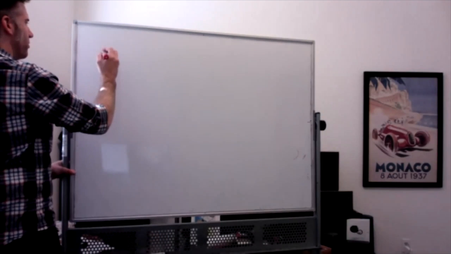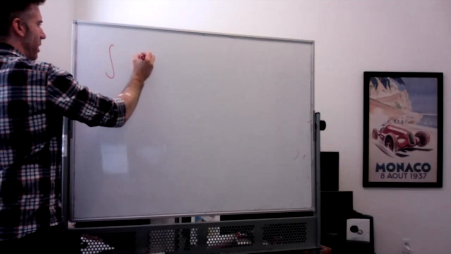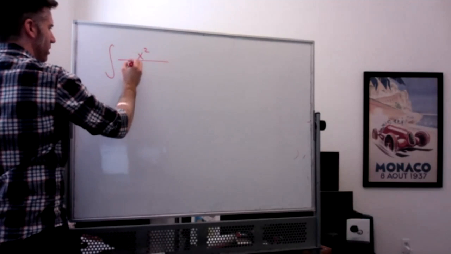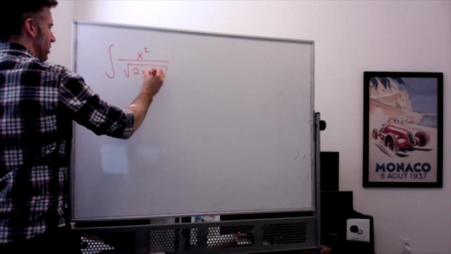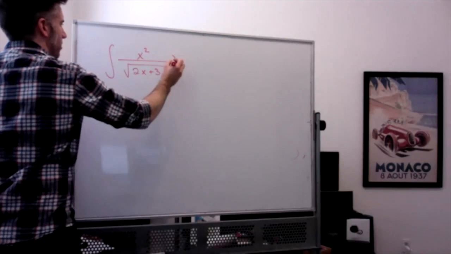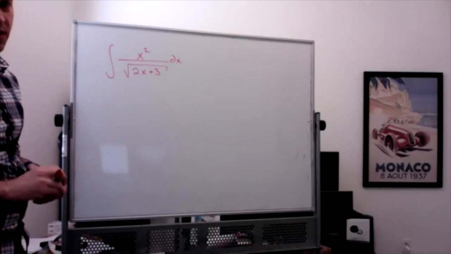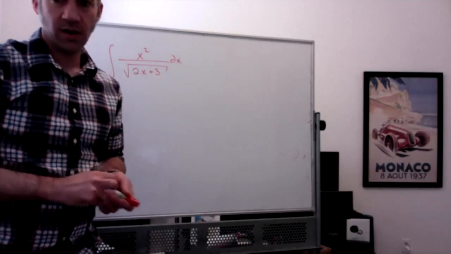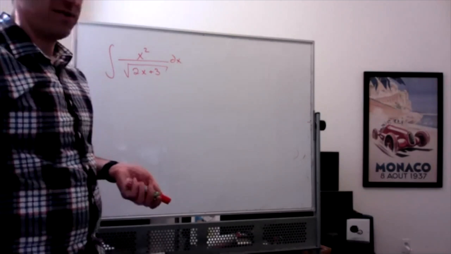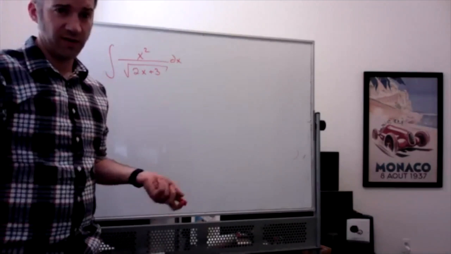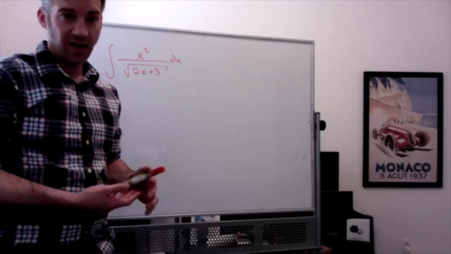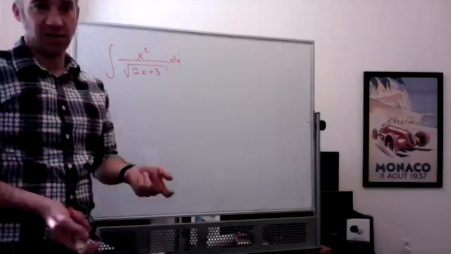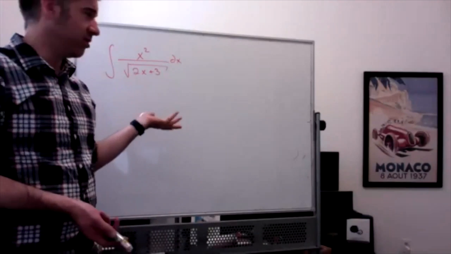So look at this integral. The integral of x squared divided by the square root of 2x plus 3. It doesn't feel like we have a whole lot of options here. We definitely can't use integration by parts because we don't have a mixture of things. We can't use partial fractions because the bottom isn't a polynomial.